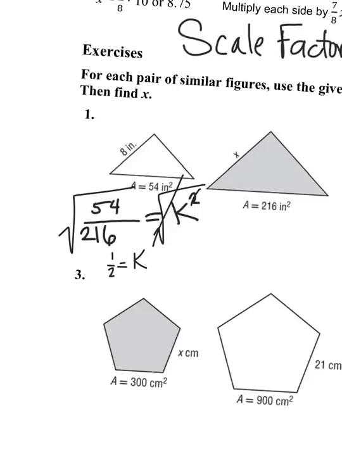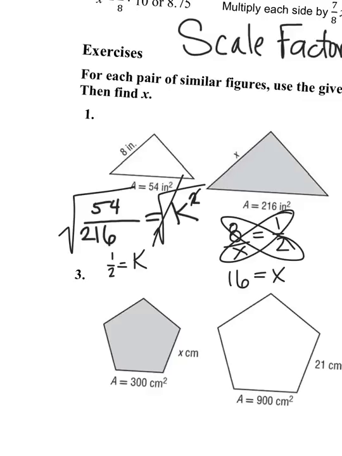So how do I find the missing side? 8 over x is equal to my scale factor. Okay, I'm going to cross multiply. 8 times 2 is 16. 1 times x is just x. My missing side is 16. Okay.